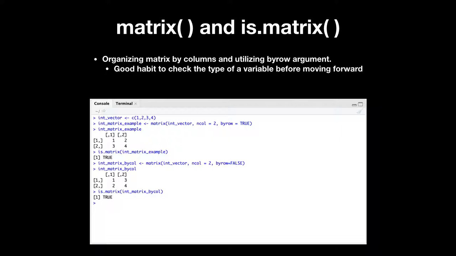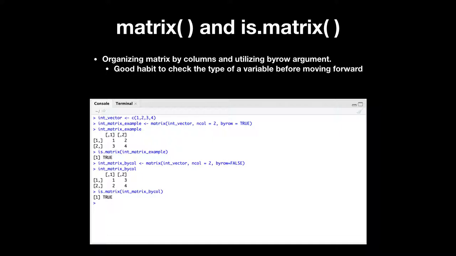Now, organizing a matrix by columns and utilizing the byrow argument. It's a good habit to check the type of a variable before moving forward. So just walking through this example here, we have int_vector that has numbers 1 through 4 aligned in it. And then we have the next variable that's passed through, int_matrix_example.